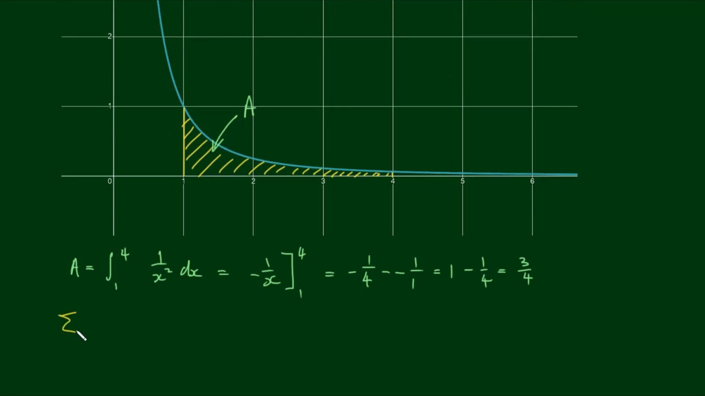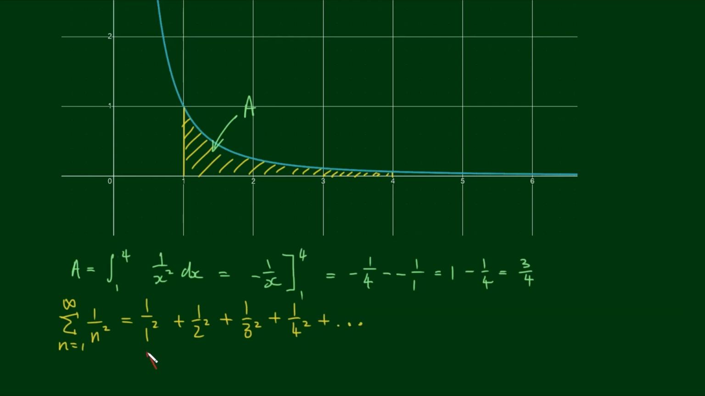Now let's write out the first few terms of the series again. So we have the series from n equals 1 to infinity of 1 over n squared, which equals 1 over 1 squared plus 1 over 2 squared plus 1 over 3 squared. Let's go to the term 1 over 4 squared plus dot dot dot. So we'll represent each of these terms as rectangles under the curve of 1 over x squared. Let's switch off the area A for now. This is 1 over 1 squared.